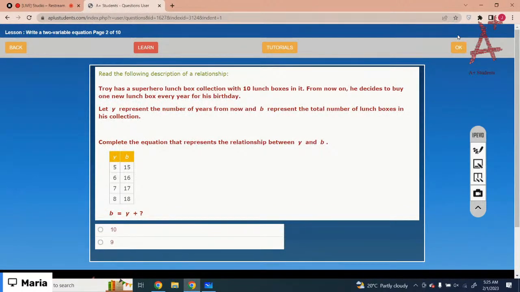Okay, read the following description of a relationship. Troy has a superhero lunchbox collection with 10 lunchboxes in it. The first line is very important. Okay, from now on, he decides to buy one new lunchbox every year for his birthday. Let Y represent the number of years from now and B represent the total number of lunchboxes in his collection. Complete the equation that represents the relationship between Y and B. So B equals Y plus, which is the correct option.